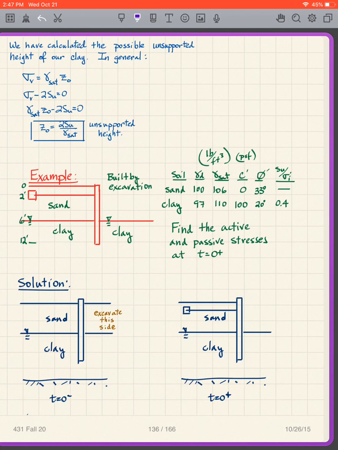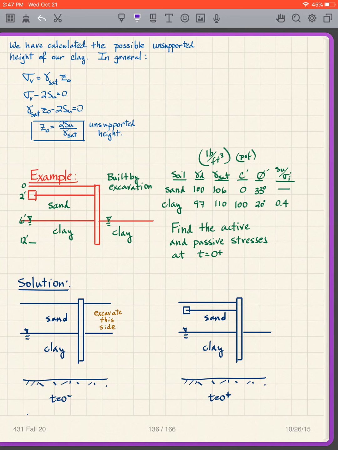Now notice what I'm giving you. We've got our C prime, our phi prime, and I have our SU over sigma prime v. I haven't given you a Ka or Kp. Now you need to determine what those are, in essence, and what the stresses are going to be. So find the active and passive stresses at t equals 0 plus. So in other words, I say that it's built by excavation.